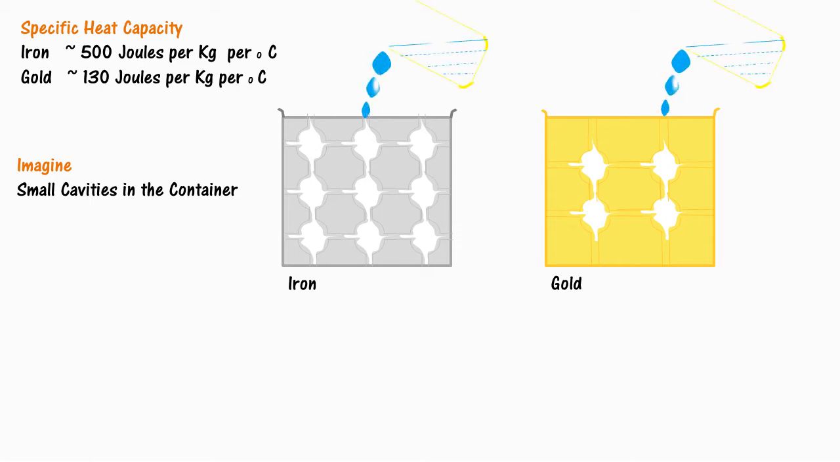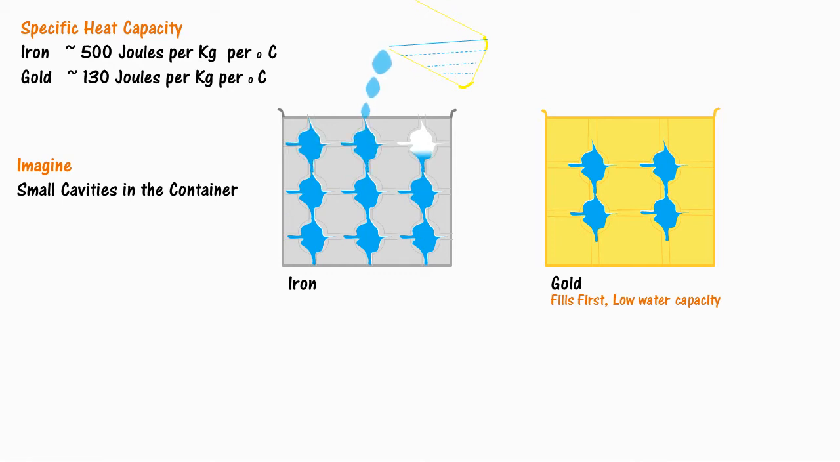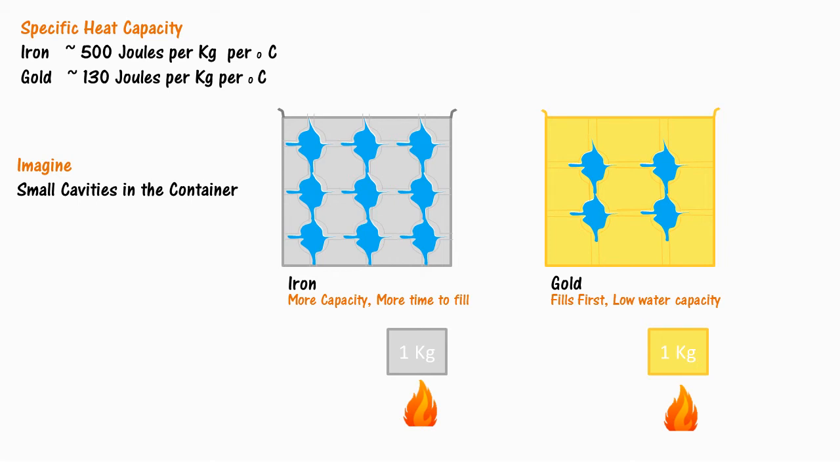Now suppose we start pouring water in both these blocks. And what we will find, obviously, is that the gold block, which has a lower specific heat capacity, or a lower capacity of cavities to hold water, fills up faster. So gold has lower water capacity and it fills up first. And the iron, which has a higher capacity, takes more time to fill. So we will use this analogy to understand similarly the specific heat capacity of a 1 kg block of iron and a 1 kg block of gold.